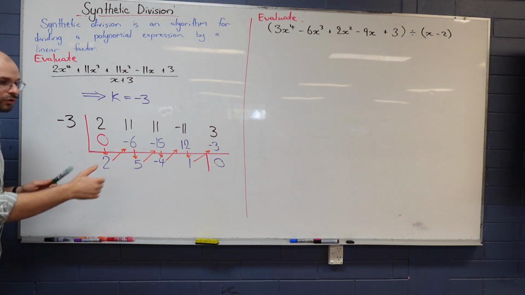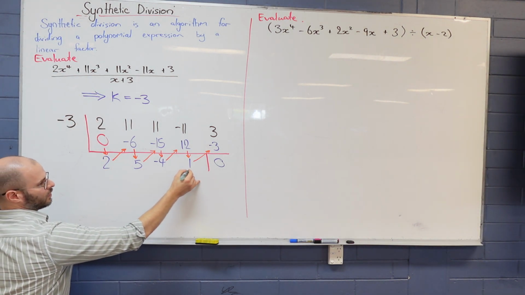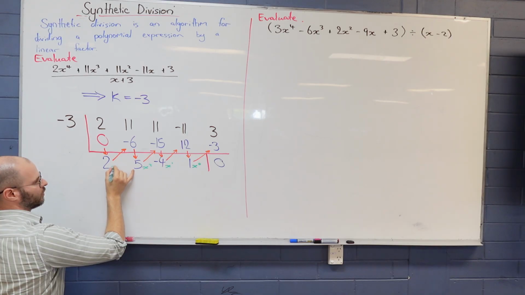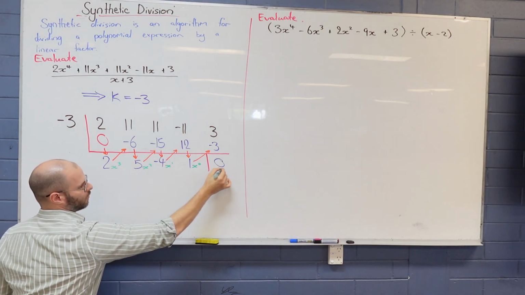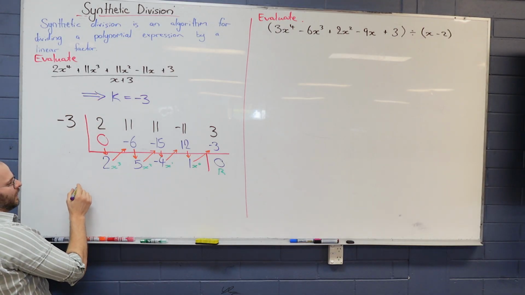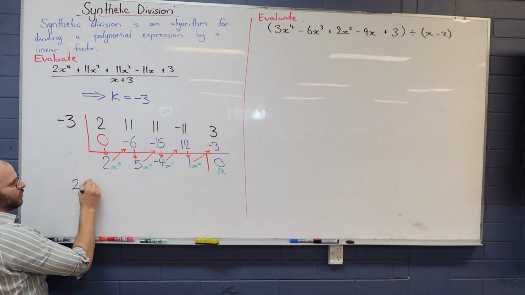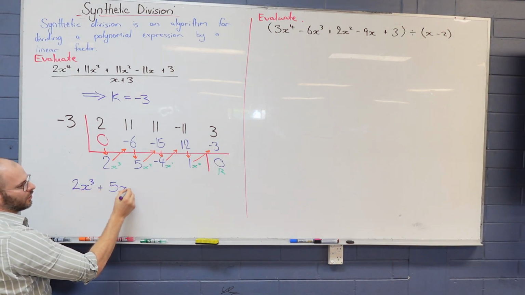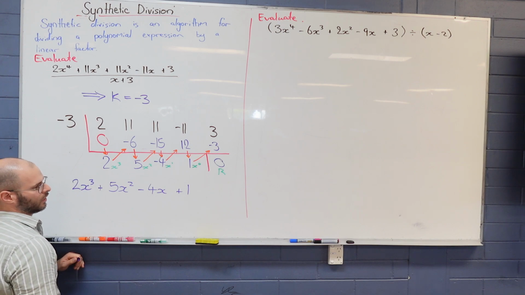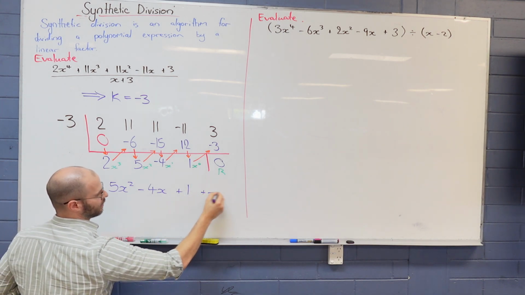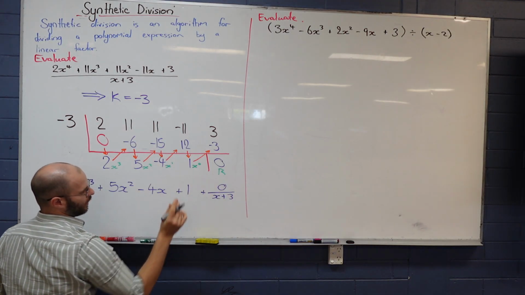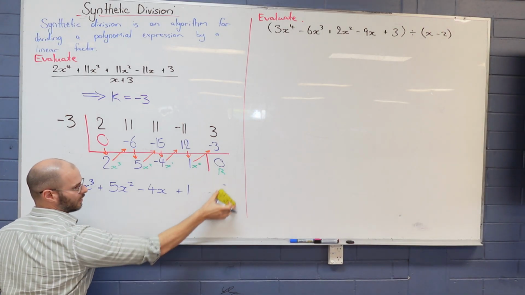Now, interpreting the results of the algorithm, over here, this is going to be x to the 0, x to the 1, x to the 2, x to the 3. This over here is our remainder. Putting the result together, this division over here is equal to 2x cubed plus 5x squared minus 4x plus our constant of 1. If we have a remainder, then we would write it as plus the remainder over the divisor, which was x plus 3, and there's 0. In this case, because it's 0, we don't need it.